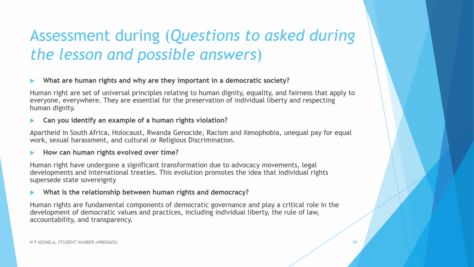Can you identify an example of a human rights violation? Apartheid in South Africa, the Holocaust, the Rwanda genocide, racism and xenophobia, unequal pay for equal work, sexual harassment, and cultural or religious discrimination. How can human rights evolve over time? Human rights have undergone a significant transformation due to advocacy movements, legal developments, and international treaties. This evolution promotes the idea that individuals' rights supersede state sovereignty.